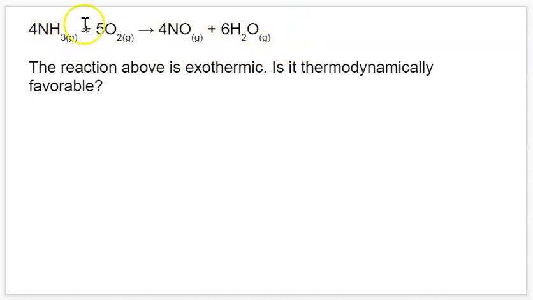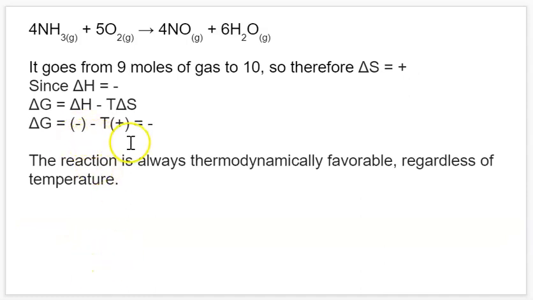So let's look at the equation. We have all gas. We start with 4 ammonia and 5 oxygen, combining to make 4 nitrogen monoxide and 6 water. And that looks like we start with 9 moles of gas and end with 10 moles of gas. So since we're increasing in our moles of gas, that would likely be an increase in disorder, or an increase in entropy. So that's going to be a positive delta S. And if you recall, negative delta H, positive delta S, that's the best possible combination to get a favorable process. So since we have a negative minus a positive, delta G is going to be negative under all circumstances. So this is always going to be a thermodynamically favorable reaction, regardless of temperature.